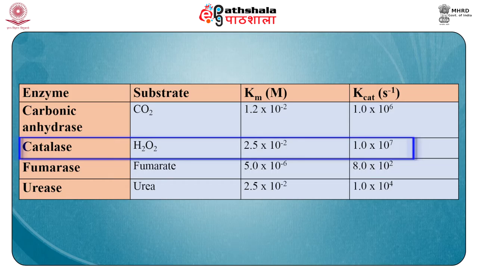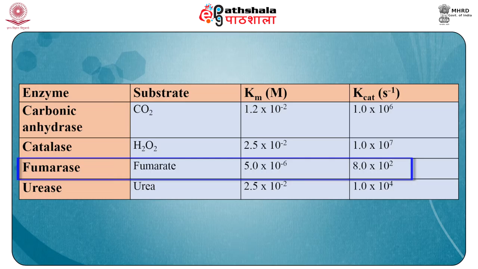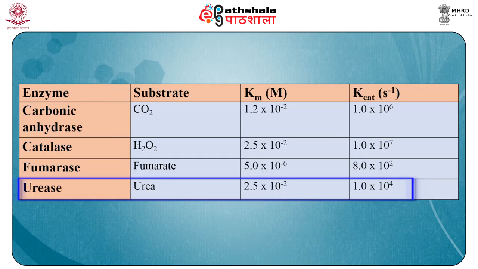Another enzyme, fumarase, which has the substrate fumarate, has a Km of 5.0 into 10 to the power minus 6 molar and a Kcat of 8 into 10 to the power 2 per second. Urease, whose substrate is urea, has a Km of 2.5 into 10 to the power minus 2 molar and a Kcat of 1 into 10 to the power 4 per second.